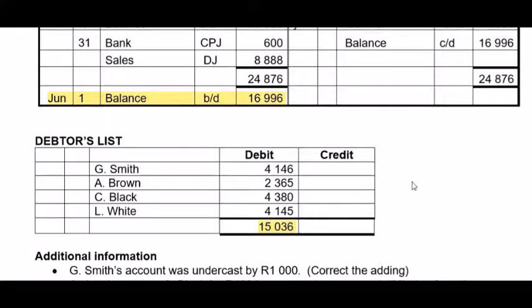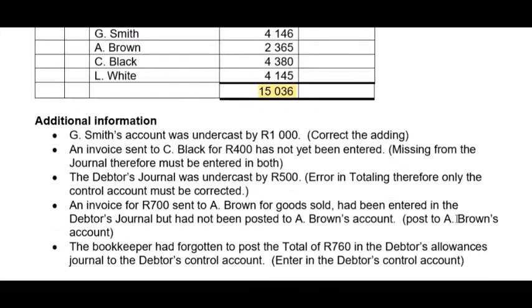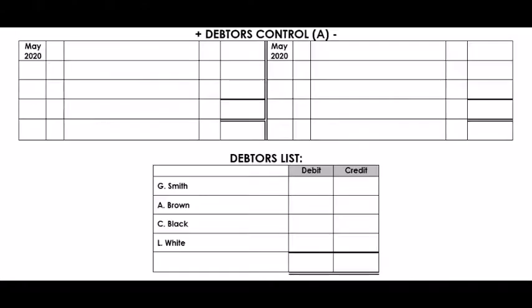Now, the first thing I do when I do a reconciliation exercise, before I even look at the additional information given to me, is I go and draw a new debtors control account and a new debtors list. And then I transfer all of the information that was given to me on the previous debtors control account and the list to my debtors control account and the list. But I do it in a way so that I can edit the values.